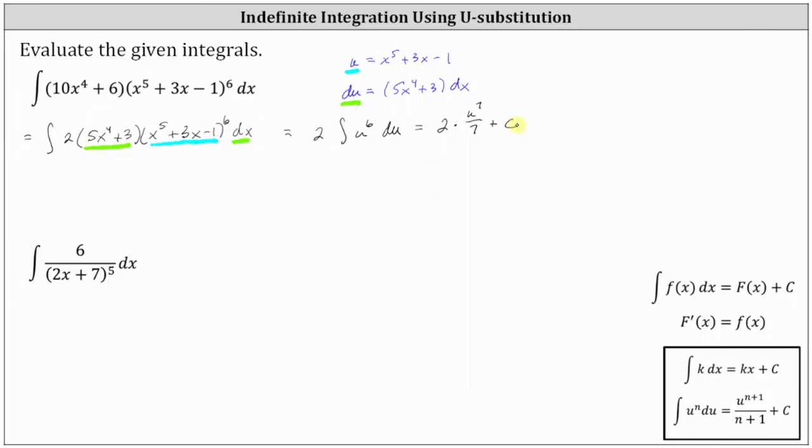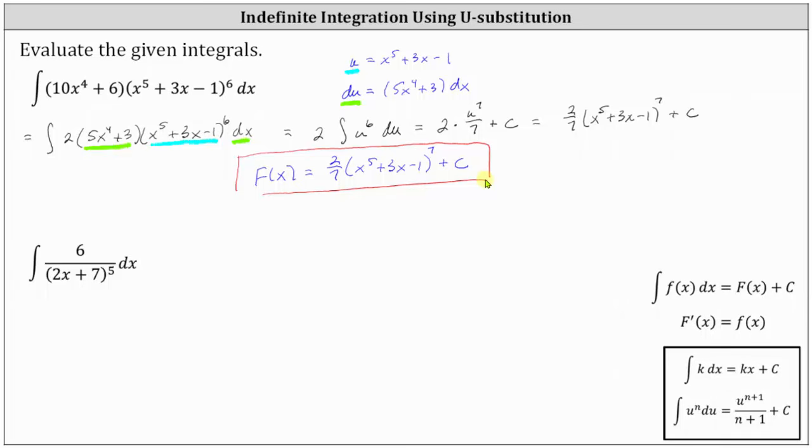And for the last step, we write this back in terms of x, which is equal to 2/7 times, instead of u to the 7th, again we have the quantity x to the fifth plus 3x minus 1 raised to the 7th plus c. And we often identify the result of an indefinite integral or the antiderivative using big F of x. So let's go ahead and say big F of x is equal to 2/7 times the quantity x to the fifth plus 3x minus 1 raised to the 7th plus c. This is the family of functions whose derivative is equal to the original integrand function.